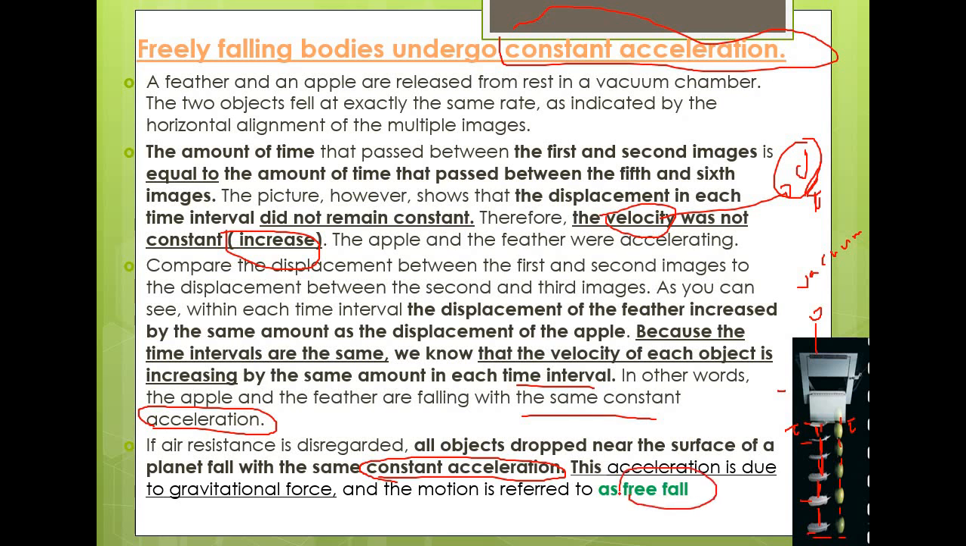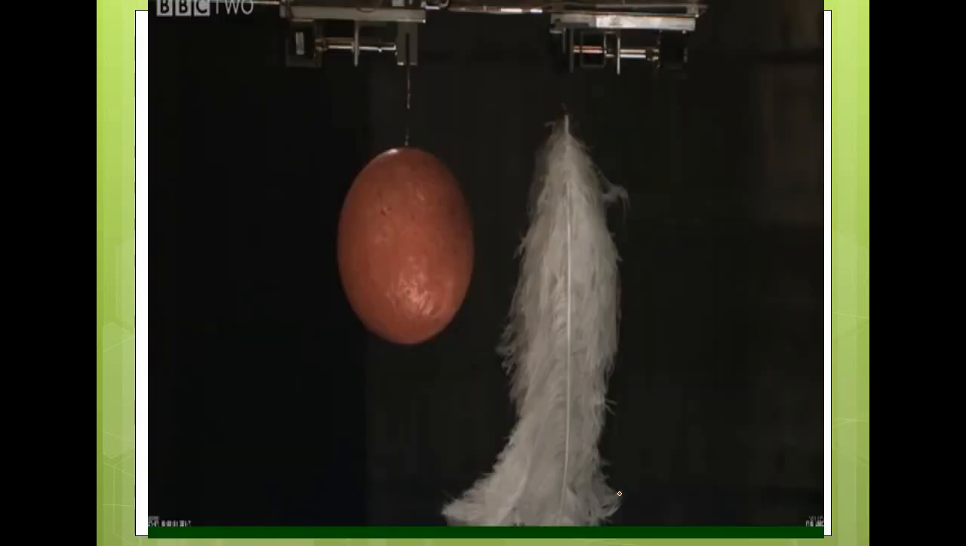The apple and feather do not have the same mass or the same weight, but in a vacuum chamber, or when the air resistance is disregarded, both fall with the same constant acceleration. Why do they fall with the same constant acceleration? Because of gravitational force. Watch this video.